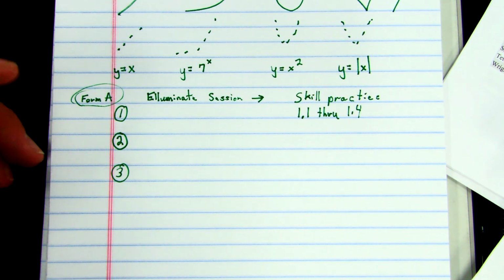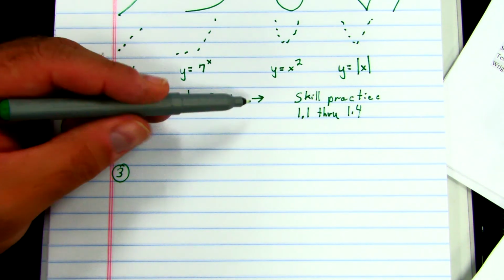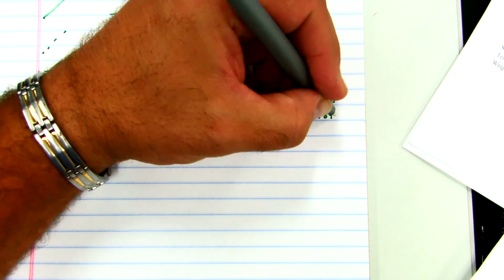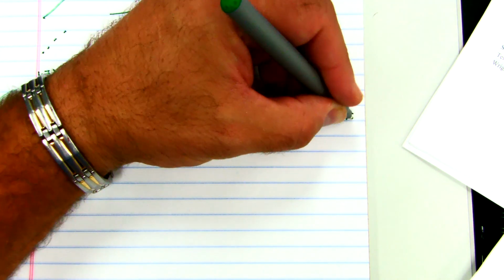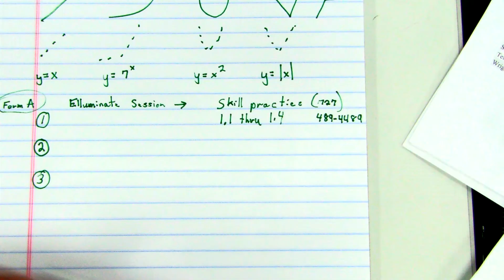Right. Please remember that the first assignment was to have your parent text me. Hopefully you know my phone number is 727-489-4489. And they get 4 out of 4 points for this whenever it's done.